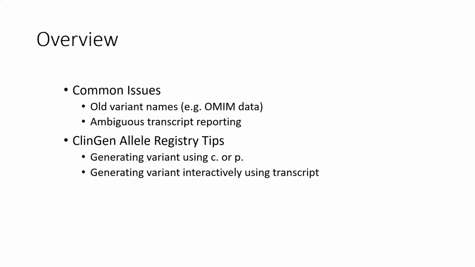There are also some papers that do not report which transcript the variant should map to, but in order to obtain an HGVS expression, we need to determine which one that should be. Additionally, I'll go over some tips for using the ClinGen Yale Registry and mapping variants to HGVS expressions to get a canonical allele identifier. These tools allow you to identify a variant via the C. or P. nomenclature, as well as interactively generate variants using a transcript.